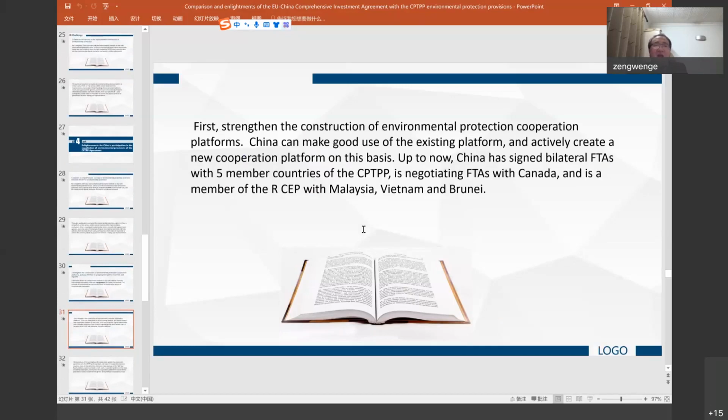So first, strengthen the construction of environment protection platforms. China can make good use of existing platforms and new cooperation platforms as the basis. Up to now, China has signed many agreements with 5 member countries of the CPTPP. We have the foundation, we have the basis to achieve more.